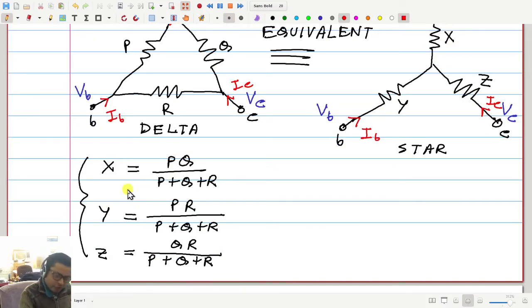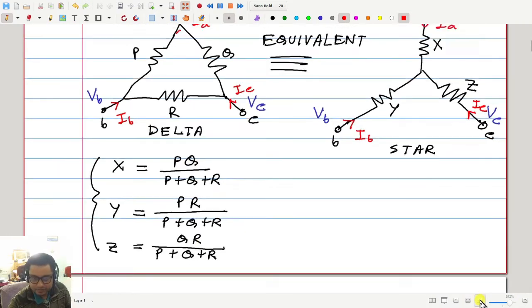Now, how did we get these three equations? How did we get these three relations? How can we derive this? Let me give you a hint, and you can finish this derivation at home later, but let me give you some hint.